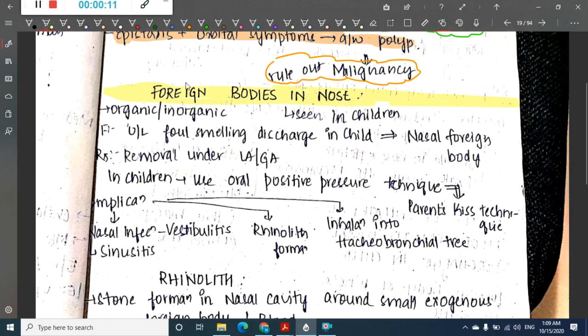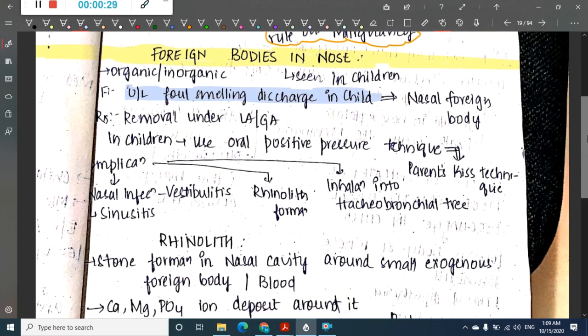So whenever there is a foreign body in the nose, we will have to suspect it in children. Most commonly, if there is any child with unilateral foul smelling discharge, then always suspect nasal foreign body, and then we should remove it under local anesthesia or general anesthesia.